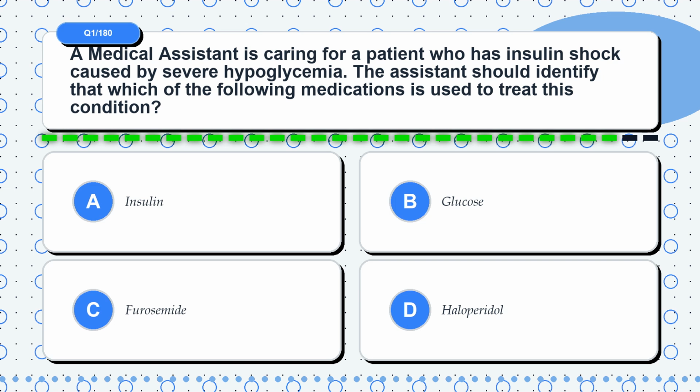Question 1. A medical assistant is caring for a patient who has insulin shock caused by severe hypoglycemia. The assistant should identify that which of the following medications is used to treat this condition. Here are the options. Option A, insulin. Option B, glucose. Option C, furosemide. Option D, haloperidol.